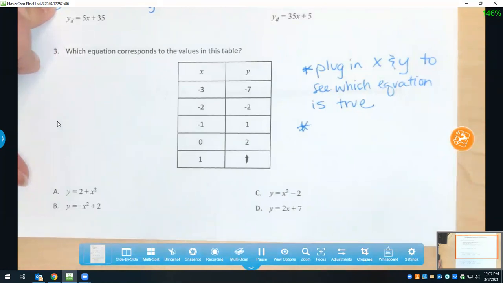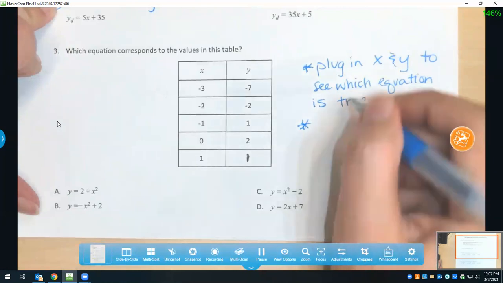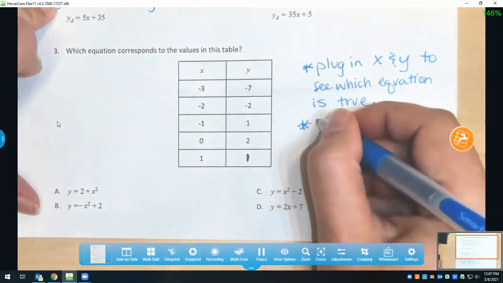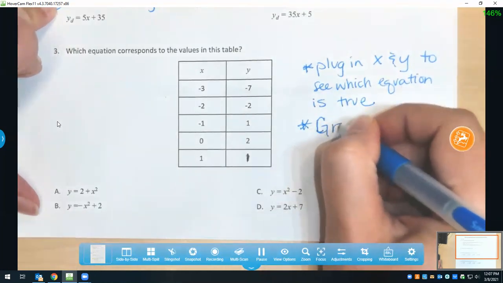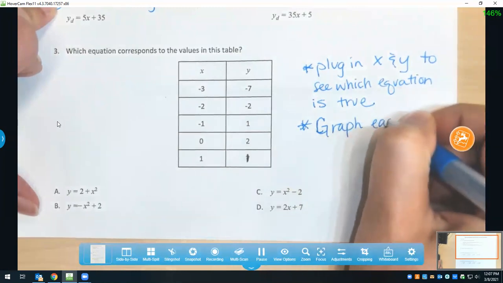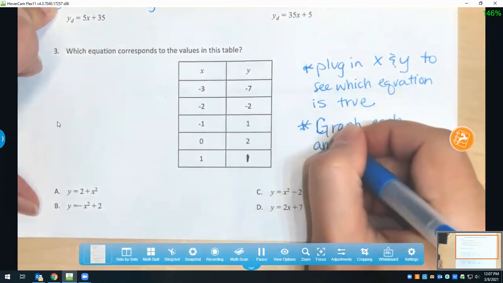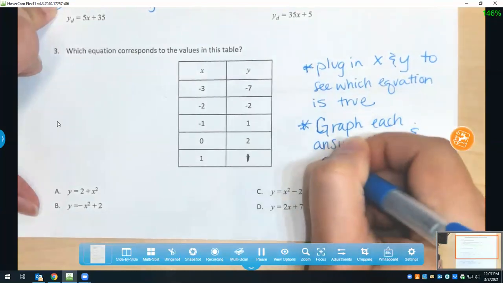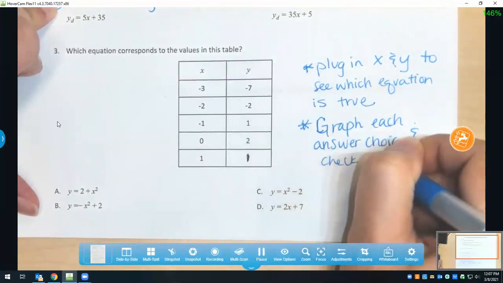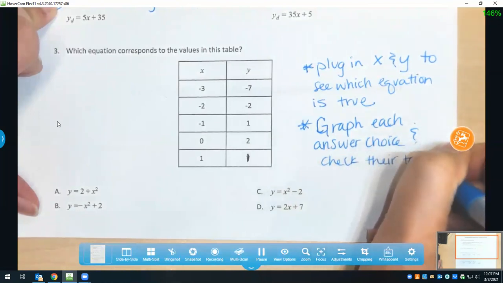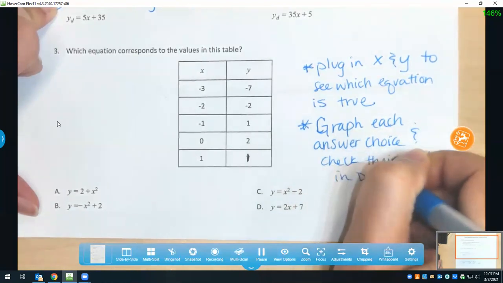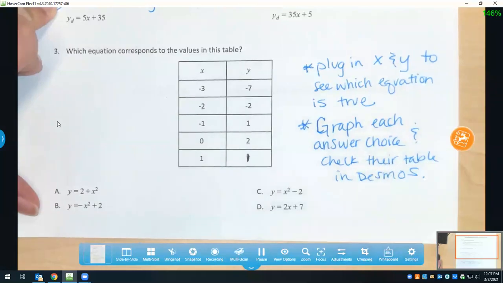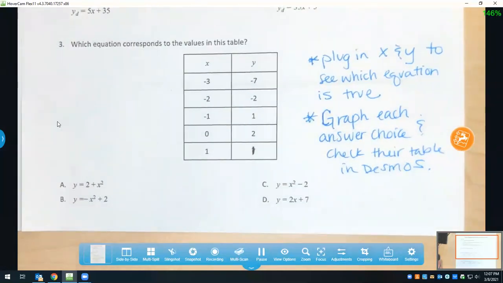Yeah, you could also plug in the equations one by one and then turn them into a table. Exactly. So we could graph each answer choice and check their table in Desmos. Okay. So those would be your go-to options.